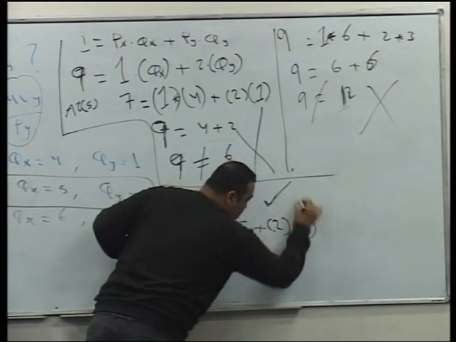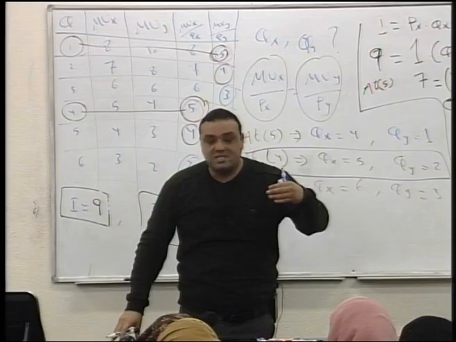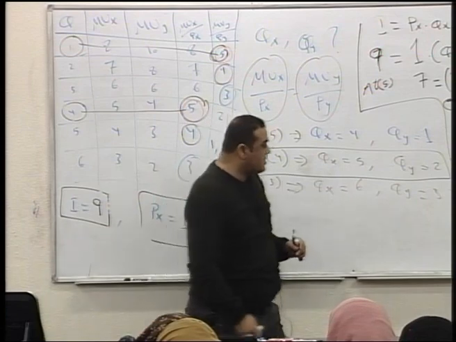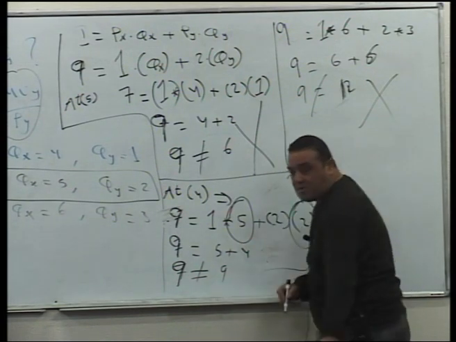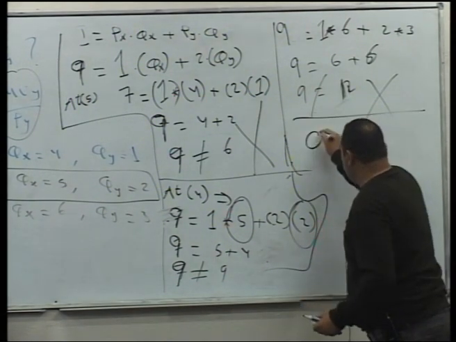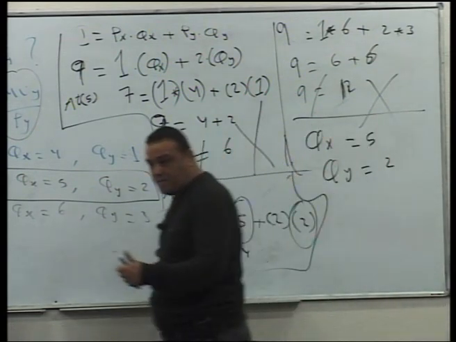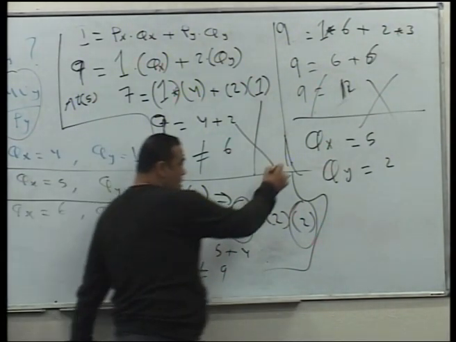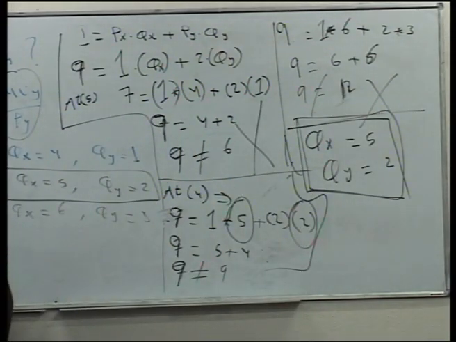I advise the consumer, or the quantity that maximizes the consumer equilibrium or total utility, is a quantity of how many units? 5 units of X and 2 units of Y. So I advise the consumer to buy quantity of X equals 5 and quantity of Y equals 2. This bundle of goods maximizes the consumer's total utility. Okay?